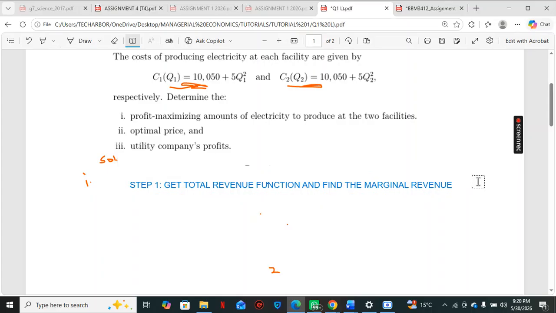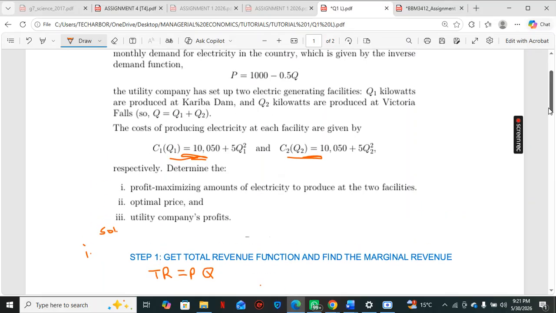All right. So if you remember, colleagues, total revenue, TR, is price times quantity. The price in this case here is going to be P equals 1000 minus 0.5 Q. And the quantity is just going to be Q by itself.